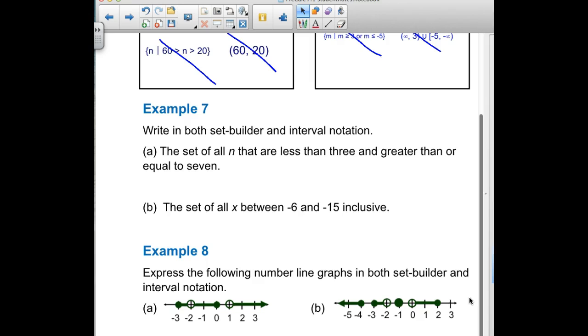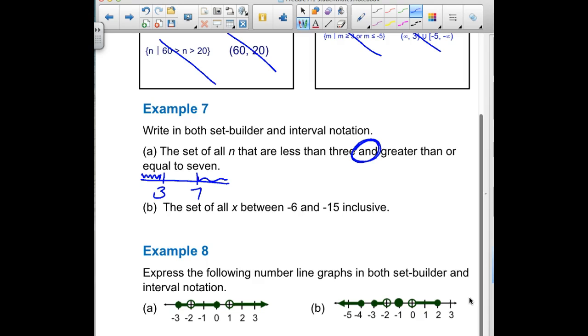Example 7, write in both set builder and interval notation. The set of all n that are less than 3 and greater than or equal to 7. Well, if you think of a number line, here's 3, here's 7. Can we be over here, less than 3, and at the same time be greater than or equal to 7 over here? We can't be in both places at once.